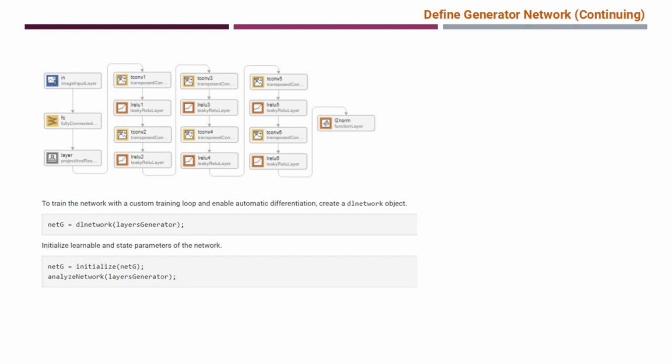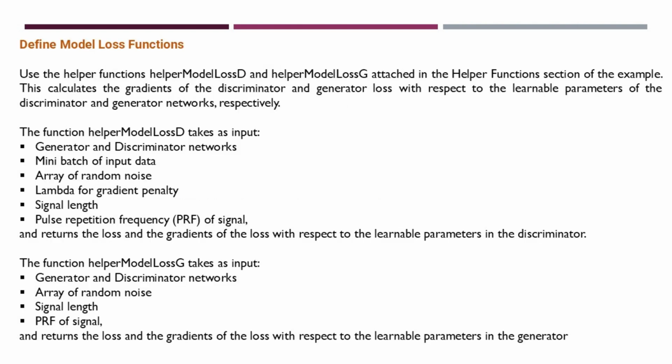To train the network with a custom training loop and enable automatic differentiation, create a DL network object as shown below. Then initialize learnable and state parameters of the network as shown here. Define model loss functions. Use the helper functions helperModelLossD and helperModelLossG attached in the helper functions section of the example.